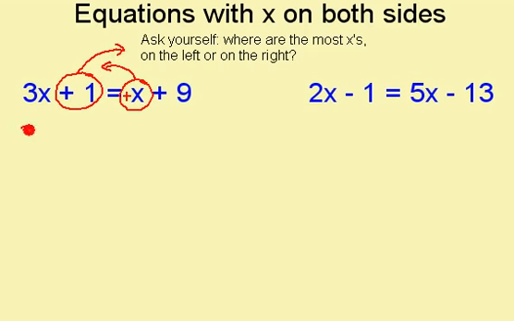I've now still got the 3x here, but the plus 1 has gone, and I've now got the plus x, which has float and pinged, so it's minus x. I've still got the equal sign, and I've still got the plus 9, but I've now got the plus 1, which is float and pinged, so it's minus 1. Now, 3x minus x is 2x. 9 minus 1 is 8.